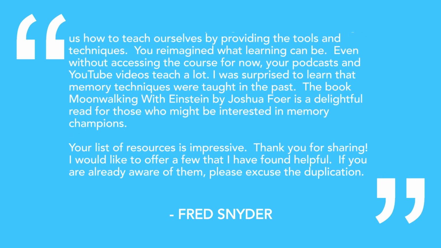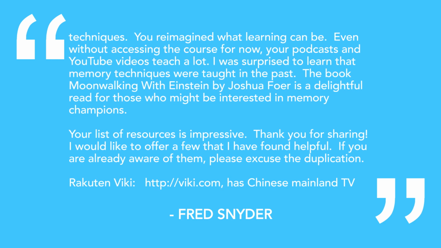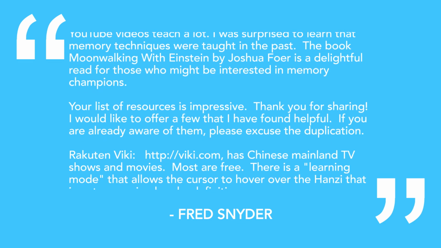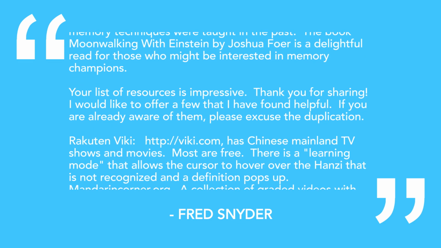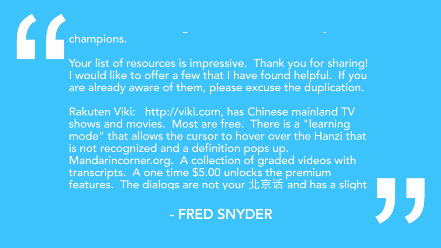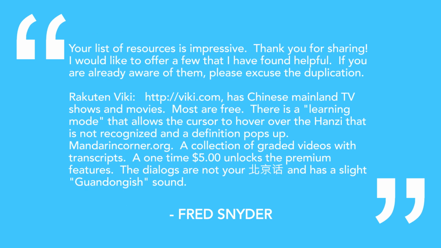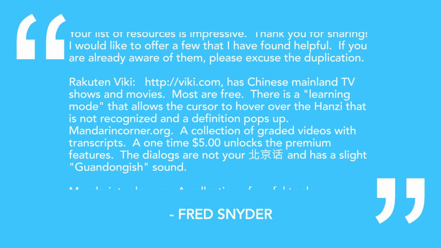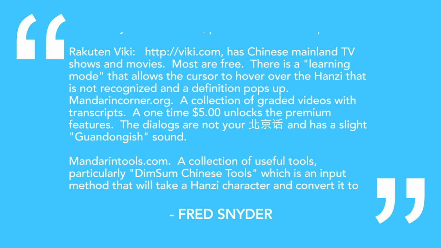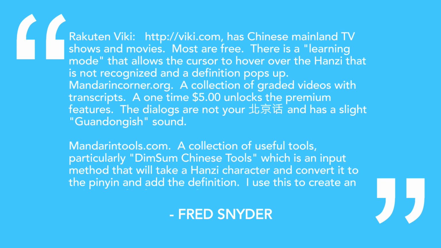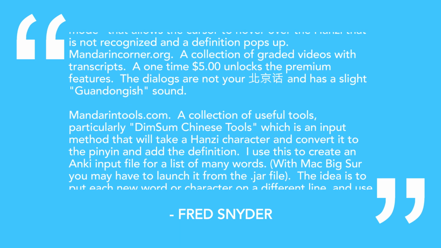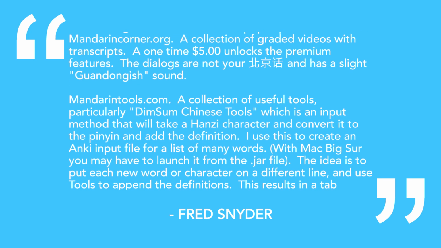Thank you for sharing. I would like to offer a few that I have found helpful. If you are already aware of them, please excuse the duplication. Rakuten Viki, viki.com, has Chinese mainland TV shows and movies. Most are free. There is a learning mode that allows the cursor to hover over the hanzi that is not recognized, and a definition pops up. MandarinCorner.org, a collection of graded videos with transcripts. A one-time $5 unlocks the premium features. The dialogues are not Beijing Hua and have a slight Guangdongish sound.